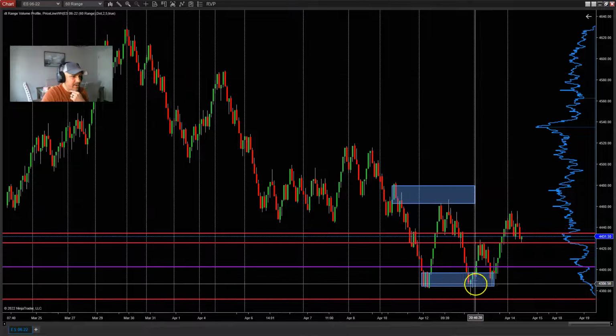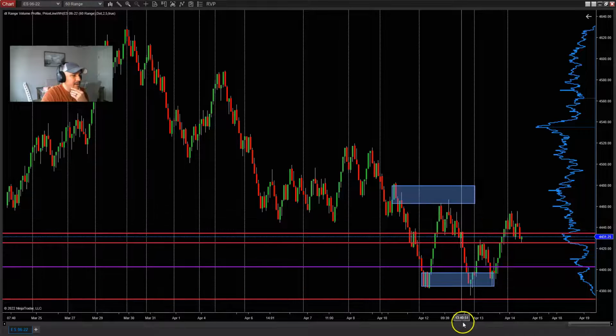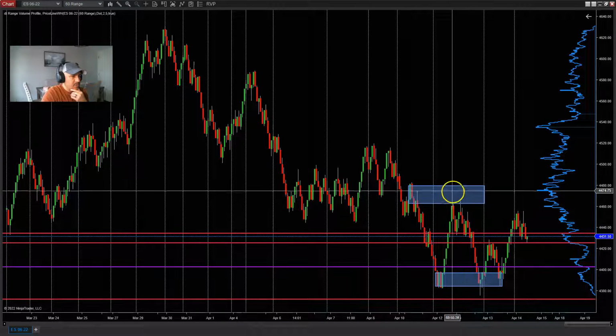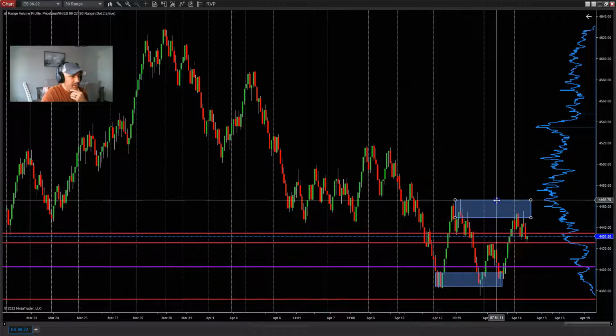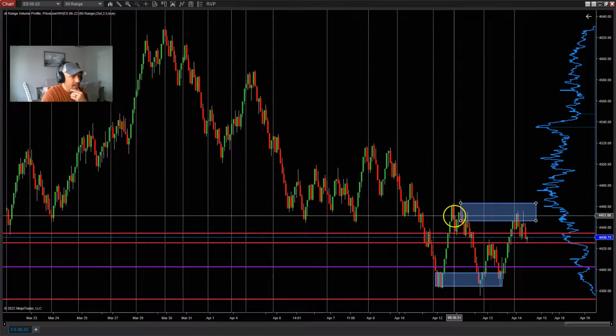Price must have come into an area of supply off the higher time frame, right here. Up here, this was the zone. I'm going to move this right here and bring this right here. This was, let's see. Push down, pull back.